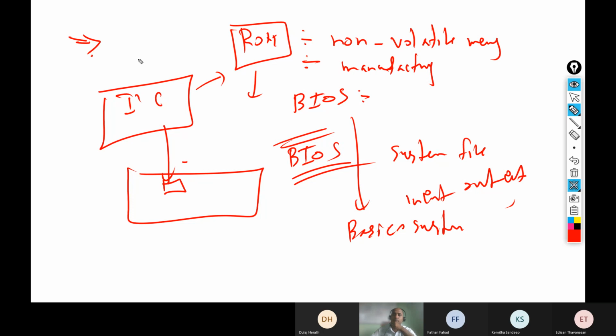Anyone? To give instructions to the PC. Not exactly. Anyone? I talked about these things, I remember. BIOS. Basic input output system.